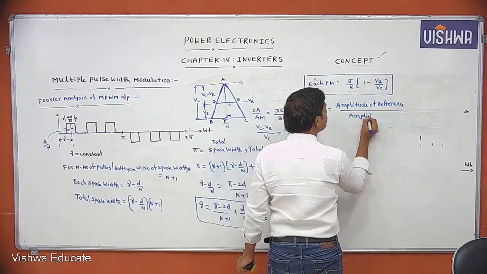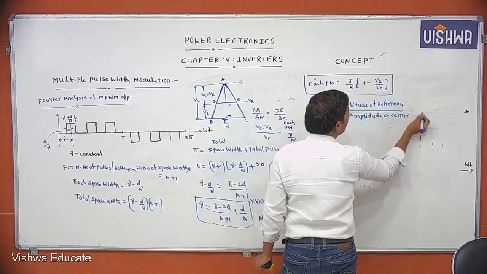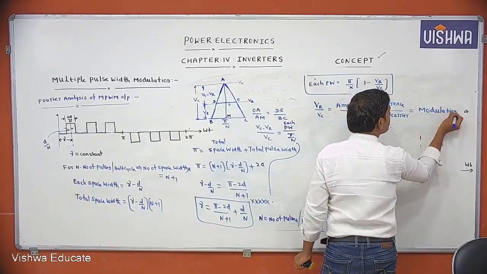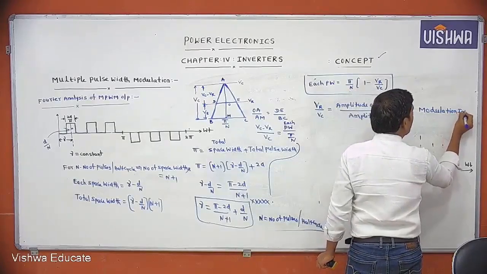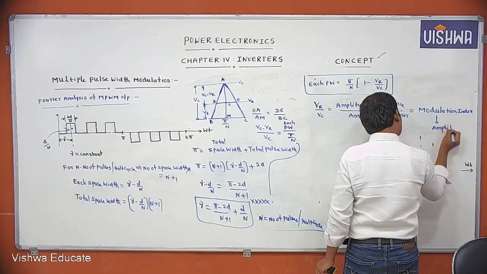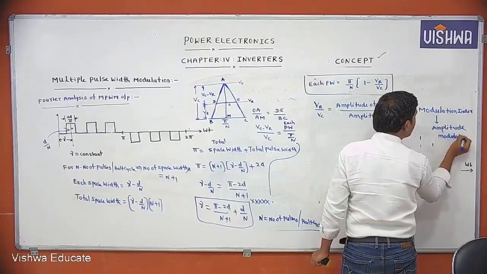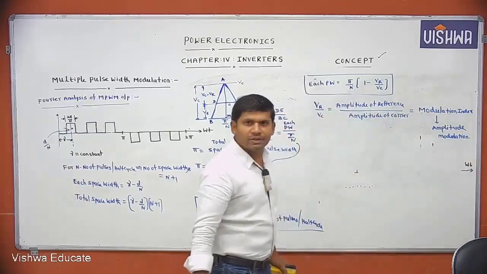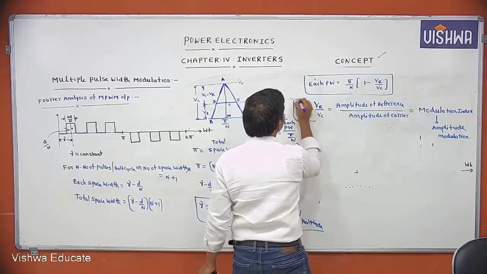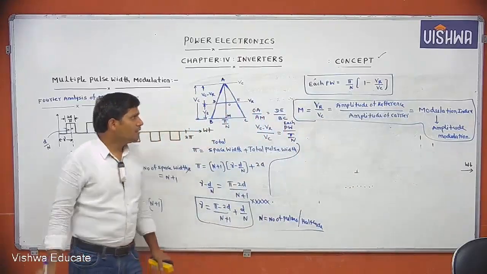This ratio is called the modulation index. In general, if it is not mentioned whether it is frequency modulation or amplitude modulation, when we say modulation index, you take the amplitude modulation. This is called modulation index M, where M equals VR by VC.